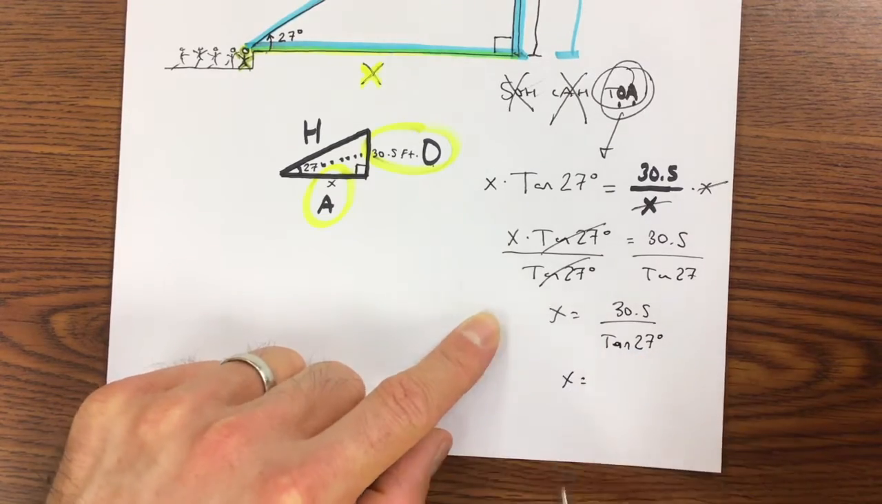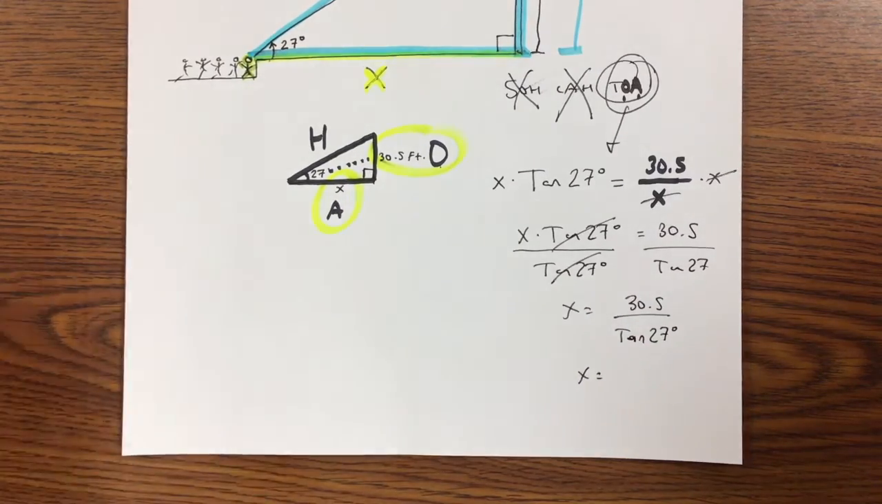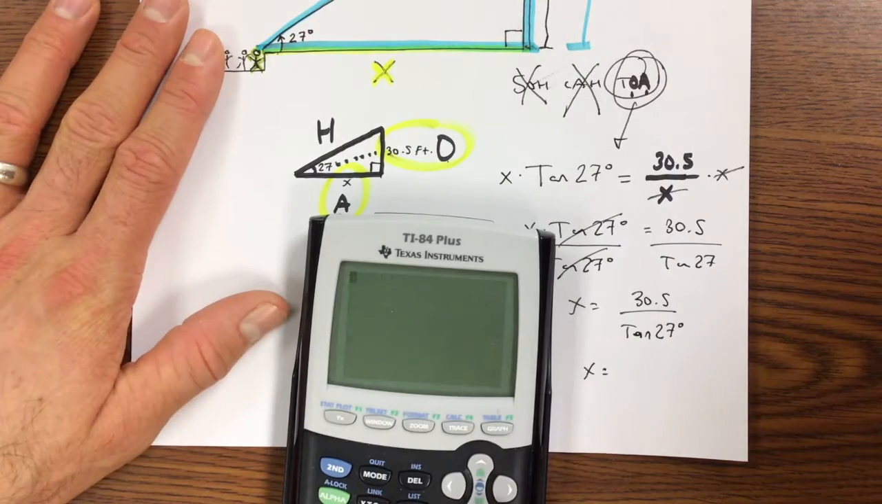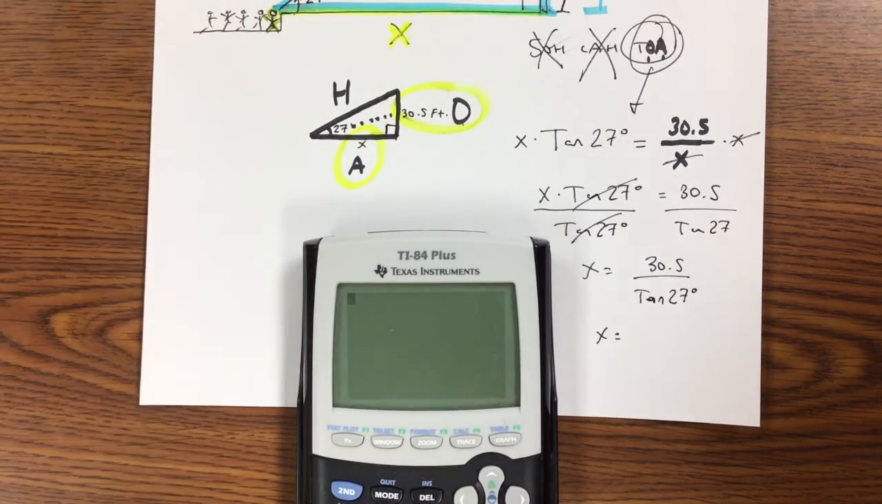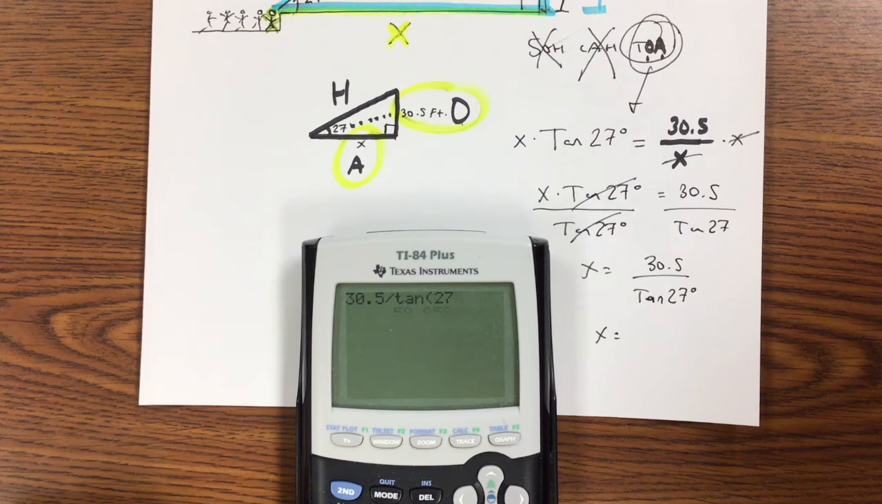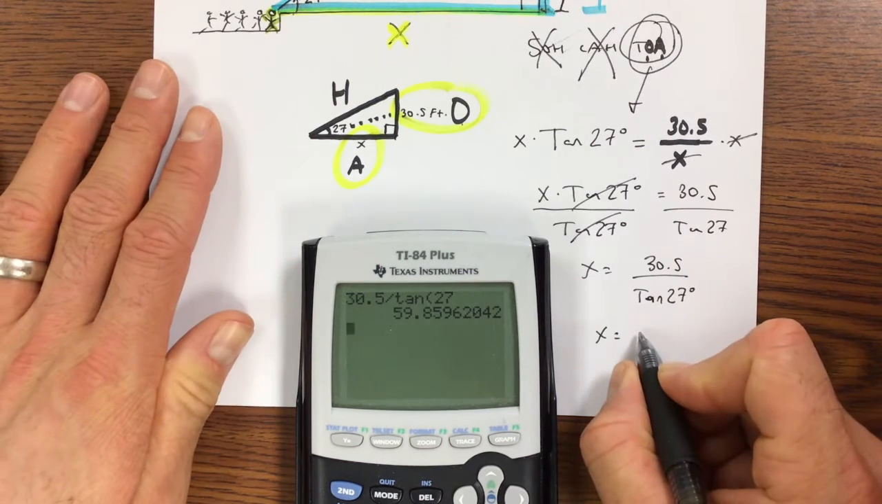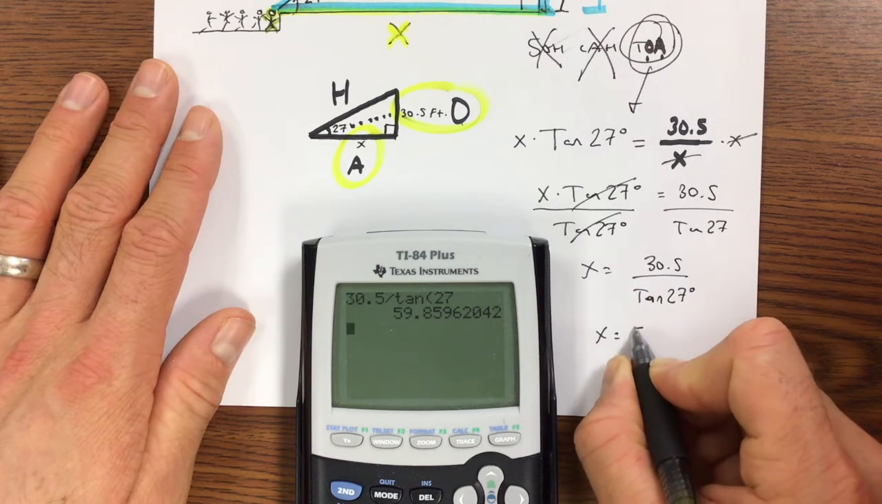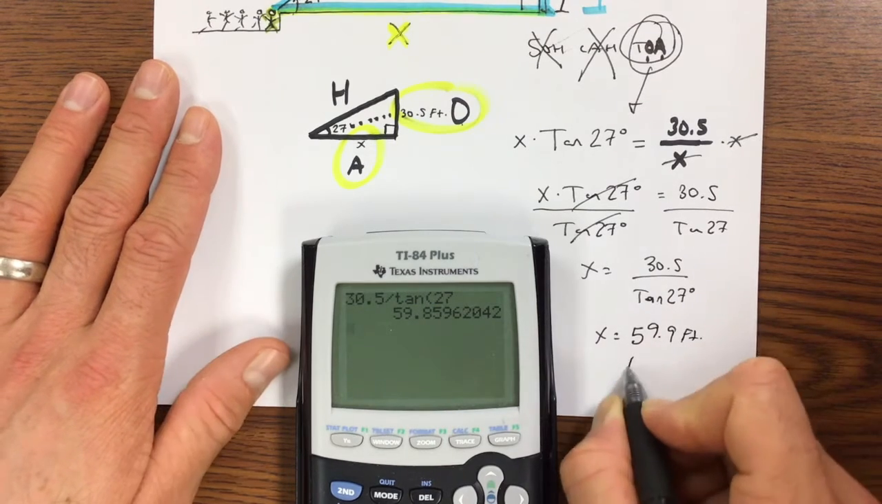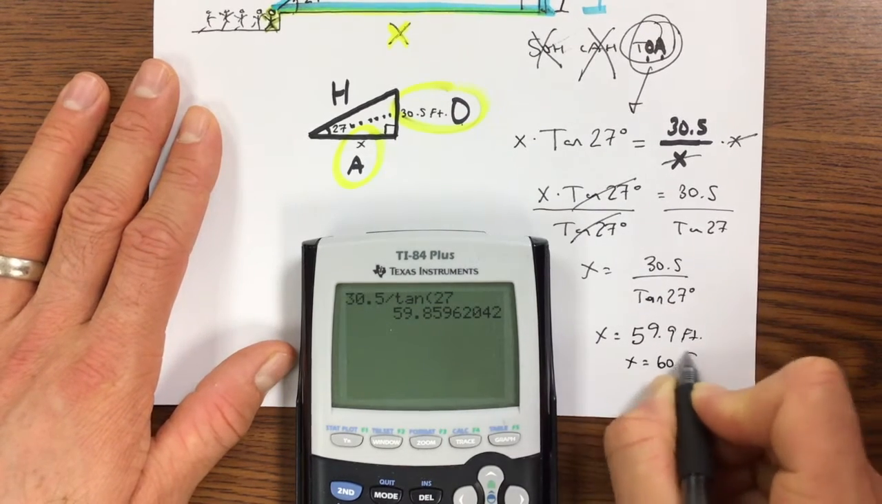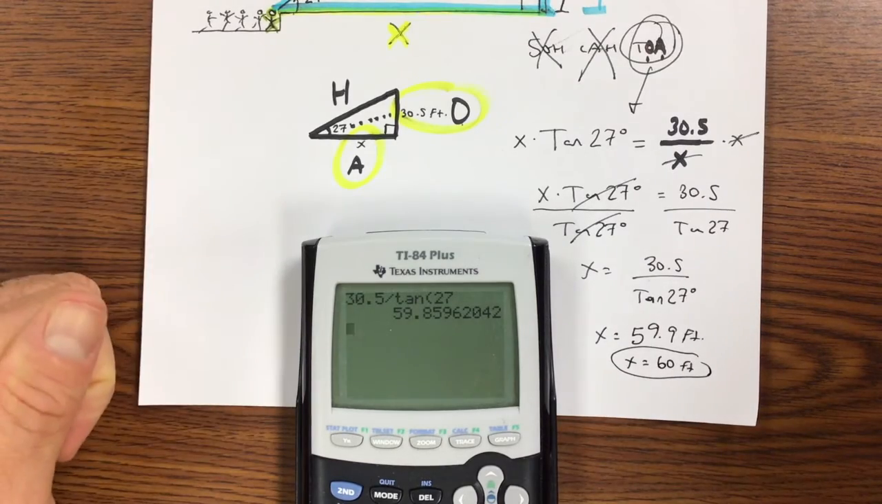Just to make sure that we all know how to punch it out in the calculator. On my calculator, I really hope you can see this, let's do 30.5 divided by the tangent of 27, hit equals. Okay, I'm looking at 59.9 feet. You could say 60 feet. Come on, we're practically at 60 feet.